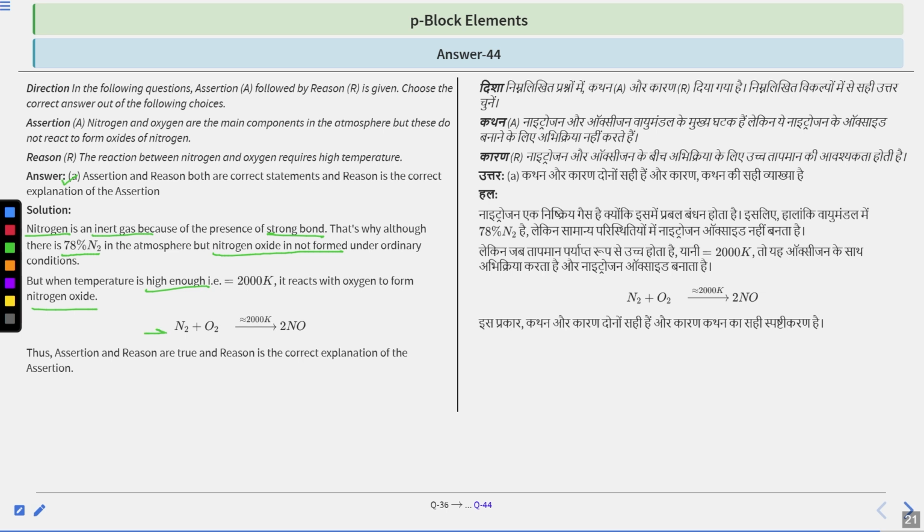You can see the reaction N2 plus O2 at 2000 Kelvin temperature, giving us 2NO, that is nitrogen oxide. Okay, and thus the assertion and reason are true, and reason is the correct explanation of assertion. Okay, and thus option A is the correct answer.